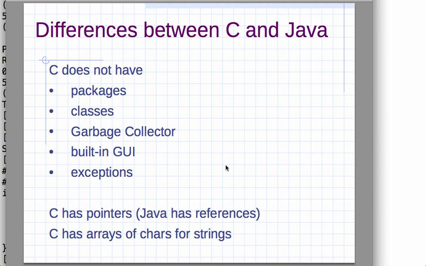Let's finish up this video with a look at some differences between C and Java. So Java has packages. C does not have anything like packages or classes. It does not have a garbage collector, and this is going to be extremely important when we get to dynamic memory allocation. Java does have a garbage collector, which takes care of deleting data or memory that you no longer use.